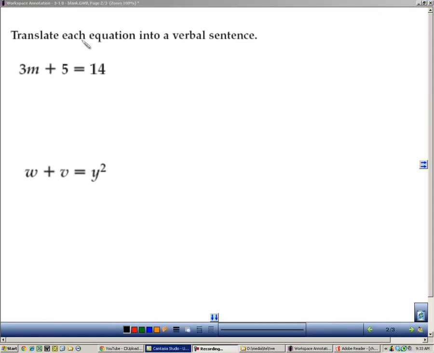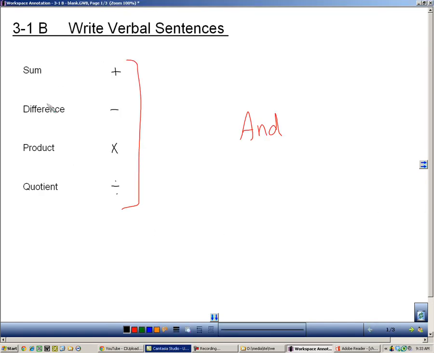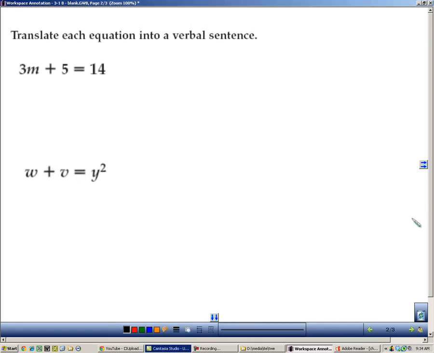Here we're asked to translate equations into verbal sentences. One thing to note here is that there's multiple answers to each one of these. People can say these differently and still be right. I'm going to try to stay true to these four words that we talked about in the last slide.